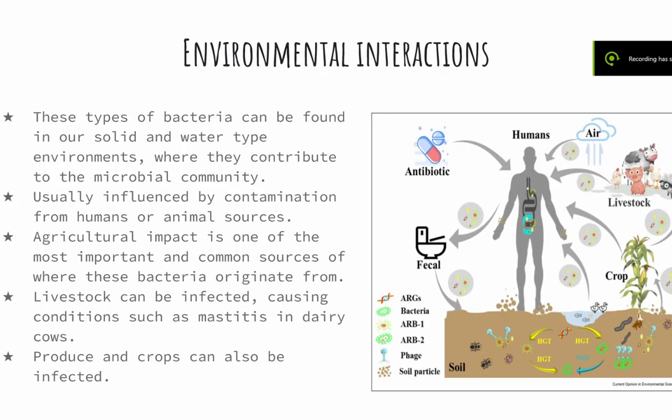The environmental interaction of this bacteria consists of living in soil and water environments, where they contribute to the microbial community. It's usually influenced by human or animal sources. As for agricultural impact, livestock can also be affected because they can also be caused by infection, and produce and crops as well can also be affected.